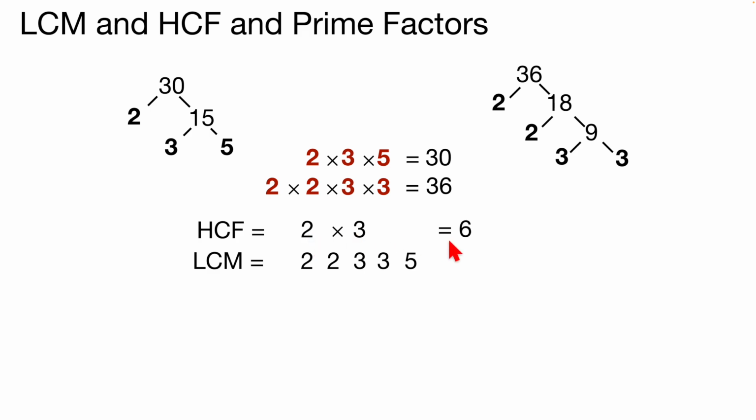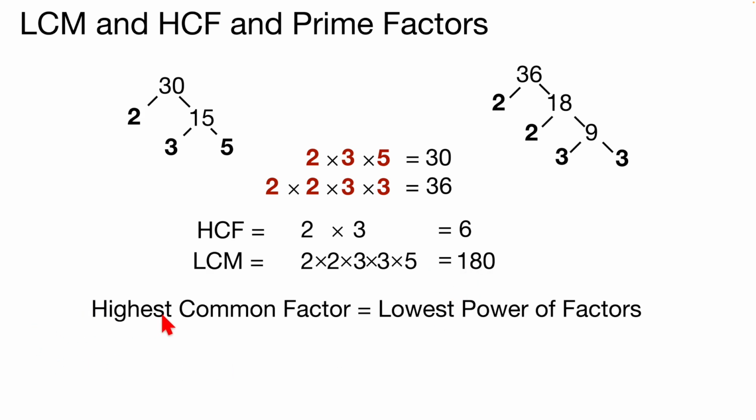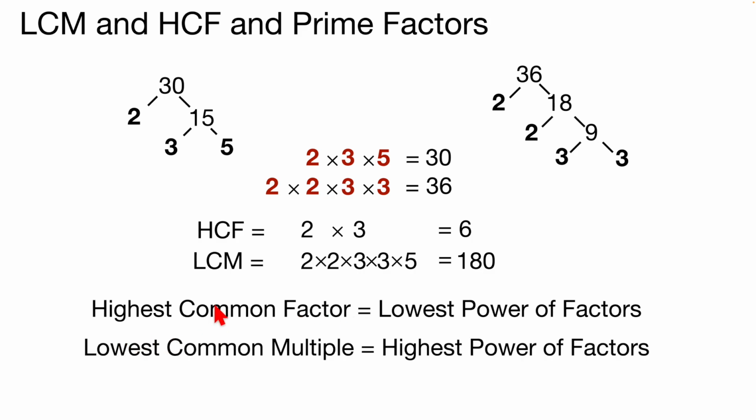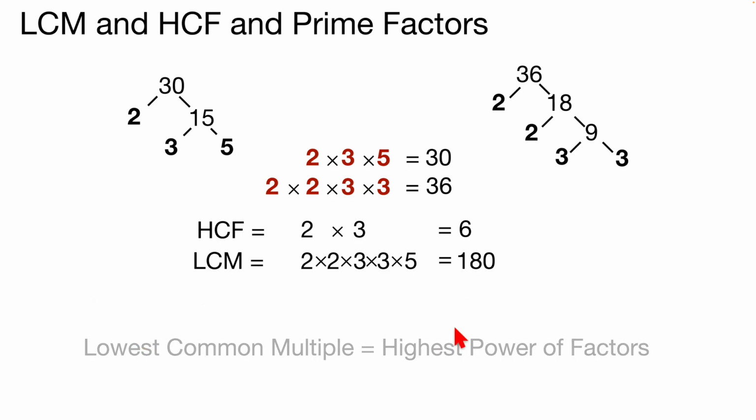Let's multiply them up. 2 times 3 equals 6. 2 times 2 times 3 times 3 times 5, 180 apparently. So where our highest common factor is the lowest power of factors, the lowest common multiple is equal to the highest power of factors. See, so it doesn't go hand in hand. It's actually the opposite, counterintuitive.